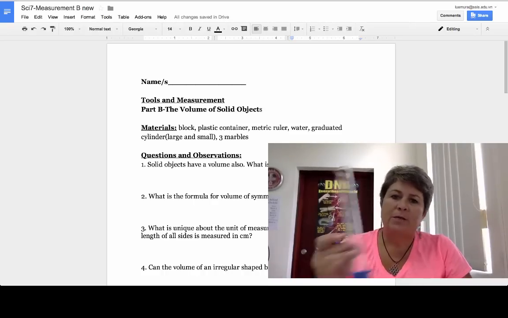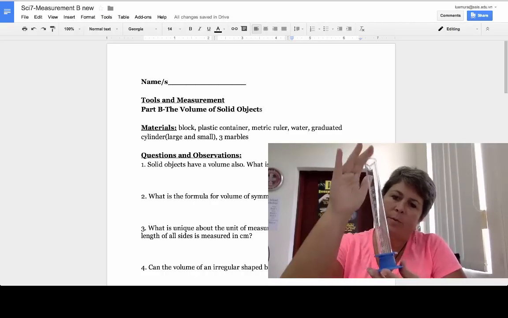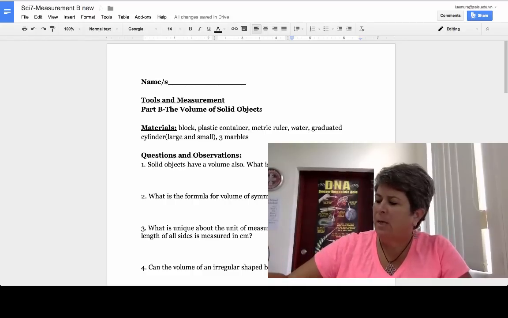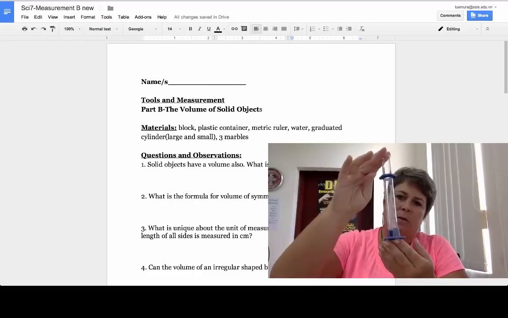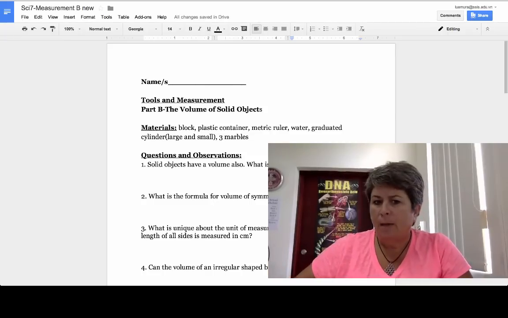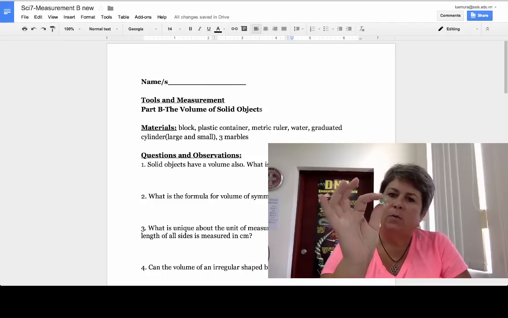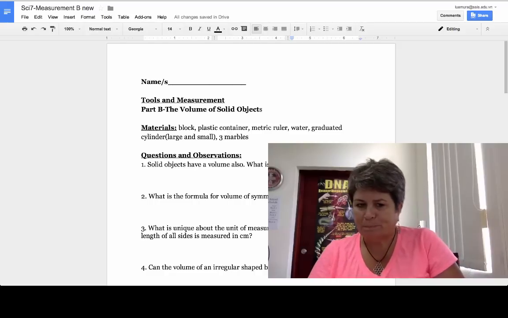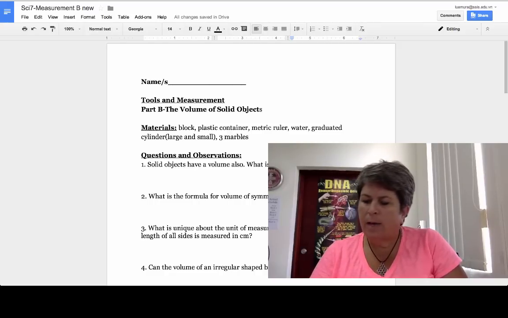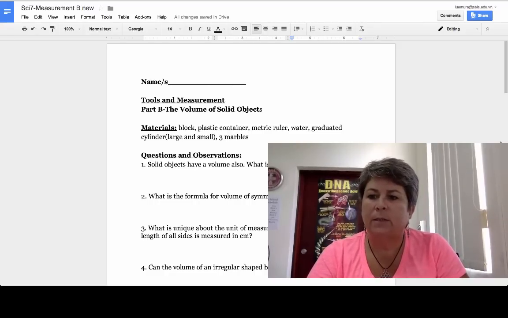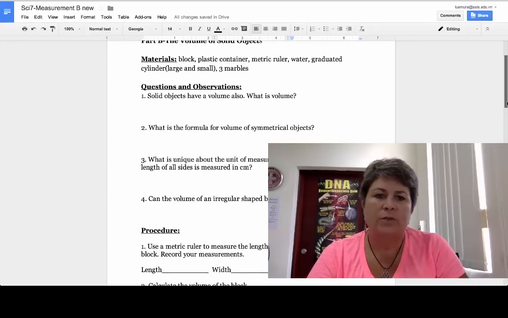We will be using graduated cylinders again. You remember these from the last time. We might even use the really small ones. And you will have some marbles that you'll be using to measure the volume. All right, so let's begin by looking at the questions.